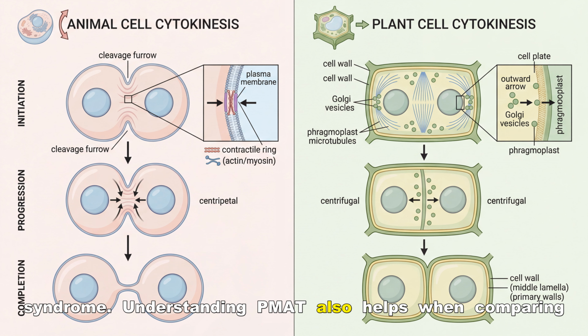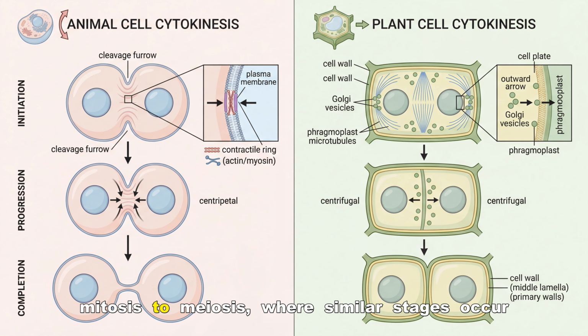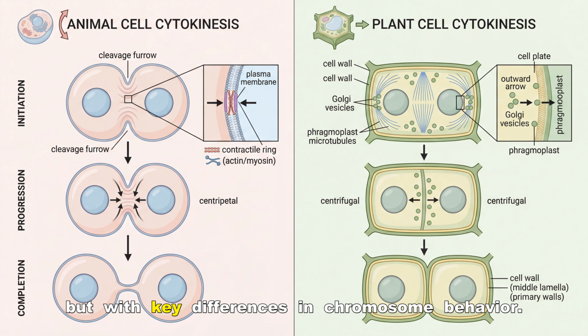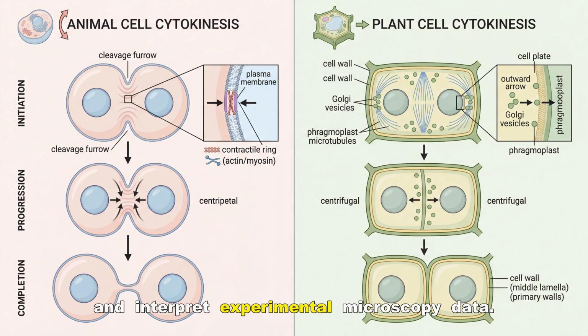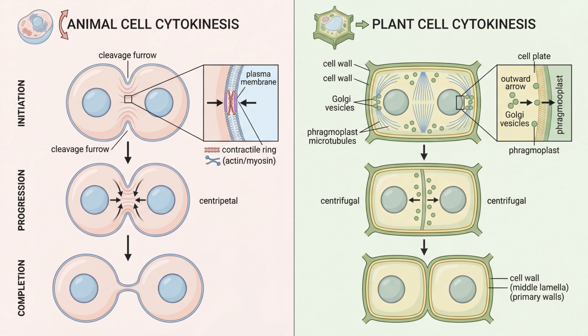Understanding PMAT also helps when comparing mitosis to meiosis, where similar stages occur, but with key differences in chromosome behavior. Mastering these stages allows you to visualize cell division and interpret experimental microscopy data.